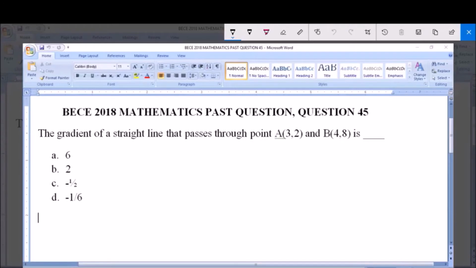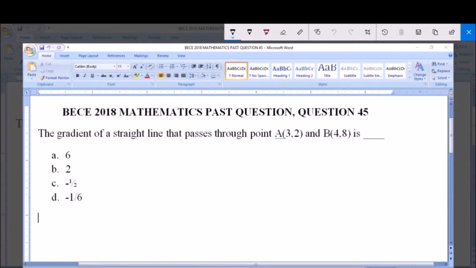Today we're going to be dealing with BECE 2018 Mathematics Past Question, question 45. The gradient of a straight line that passes through points A (3, 2) and point B (4, 8) is dash. A. 6, B. 2, C. minus 1 over 2 and D. minus 1 over 6.